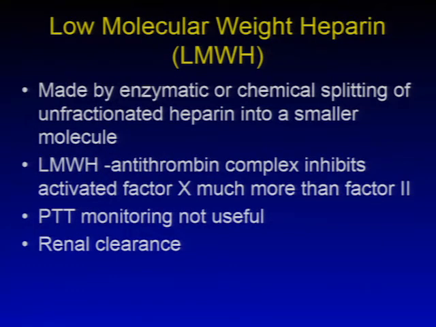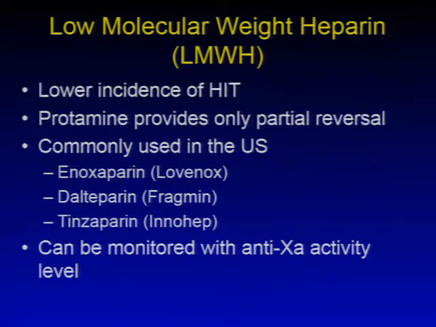Now, there is a low molecular weight heparin that is made by enzymatically or chemically splitting the unfractionated heparin molecule into a smaller molecule. That low molecular weight heparin antithrombin complex inhibits activated factor 10 much more than factor 2. So in this situation, PTT monitoring is not useful because the intrinsic pathway is not affected. Renal clearance still is the mode of elimination for low molecular weight heparin, so we need to be careful in dosing these patients over multiple days who have severe kidney disease.